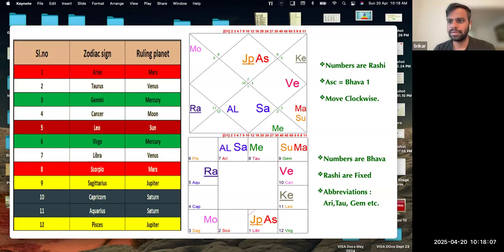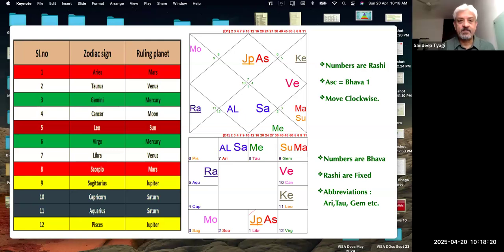I have a question, Sandeep. Yes, Srikar. You've mentioned Rahu and Ketu are points of eclipses, right? So I was wondering, maybe it's too early to ask, but can we look at a chart and guess when would be the next eclipse or something like that? Absolutely, you can do that.